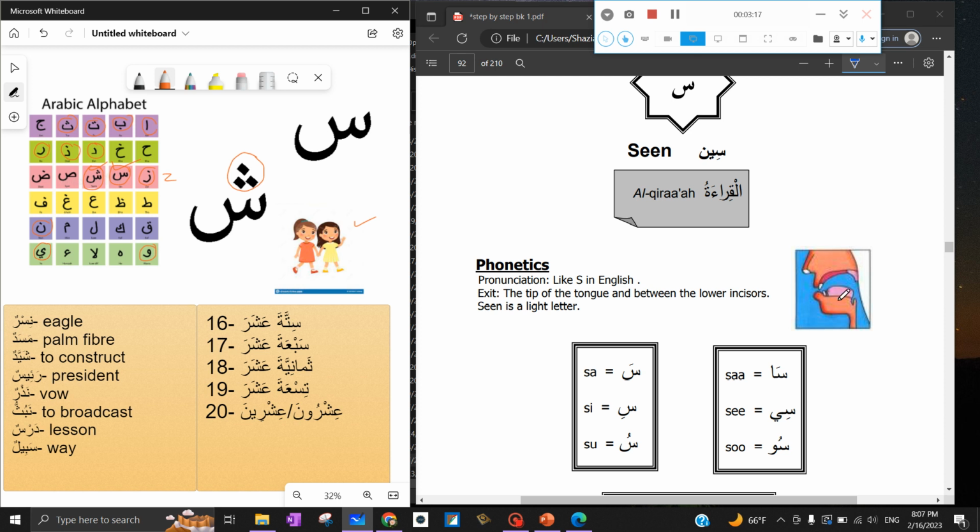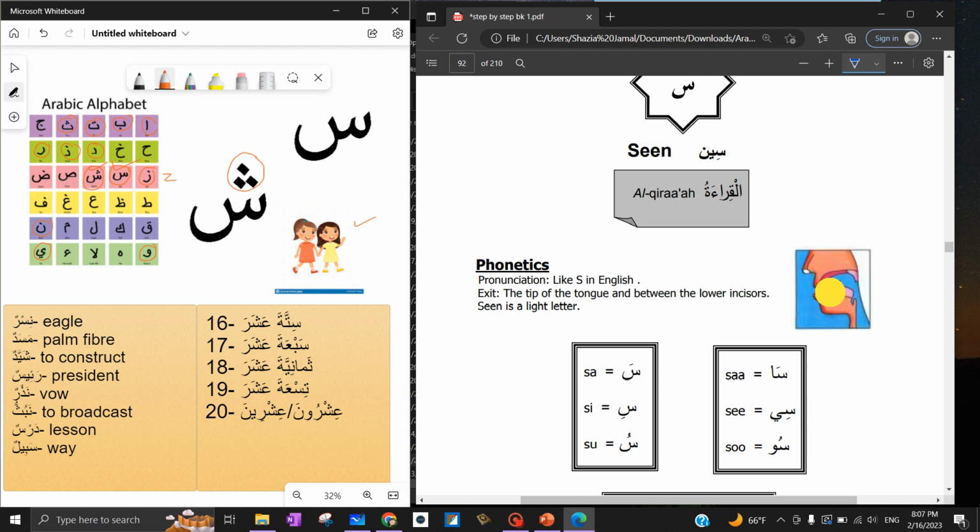As you can see here, the tip of the tongue is touching behind the lower incisors, and you need not raise your tongue. In this letter, you should not raise your tongue, as this is a light letter. So when you put the tip of the tongue behind your lower incisors, you will pronounce seen. And you have to stretch your lips sideways. Seen.